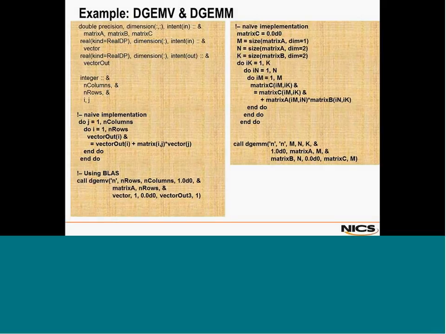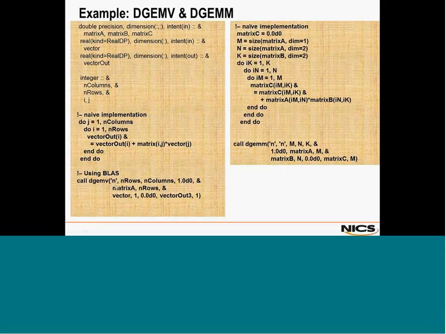Just a quick example of how we use DGEMV and DGEMM. So suppose we want to multiply a matrix and a vector. The naive implementation would be you multiply each of the rows of the matrix with the vector and add that to the result. So this is a nested loop here. And as I mentioned before, don't do this. Instead, you use BLAS.